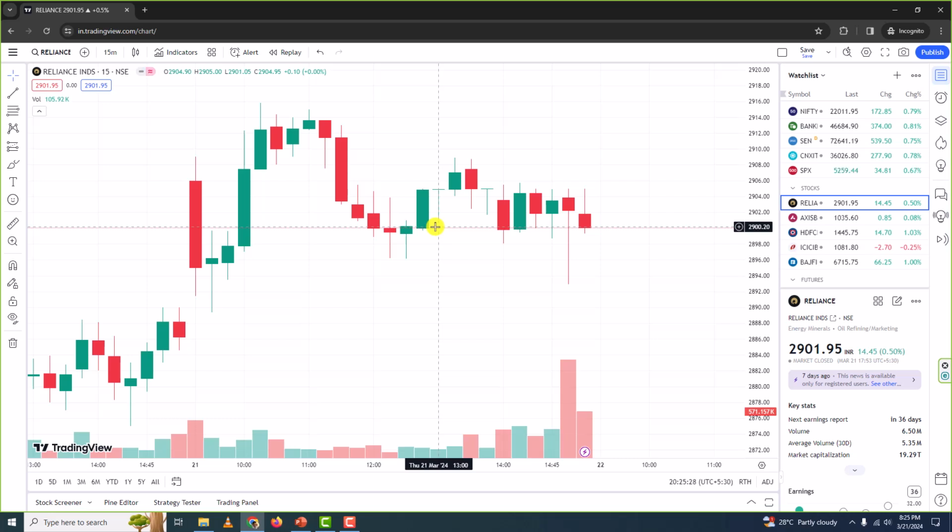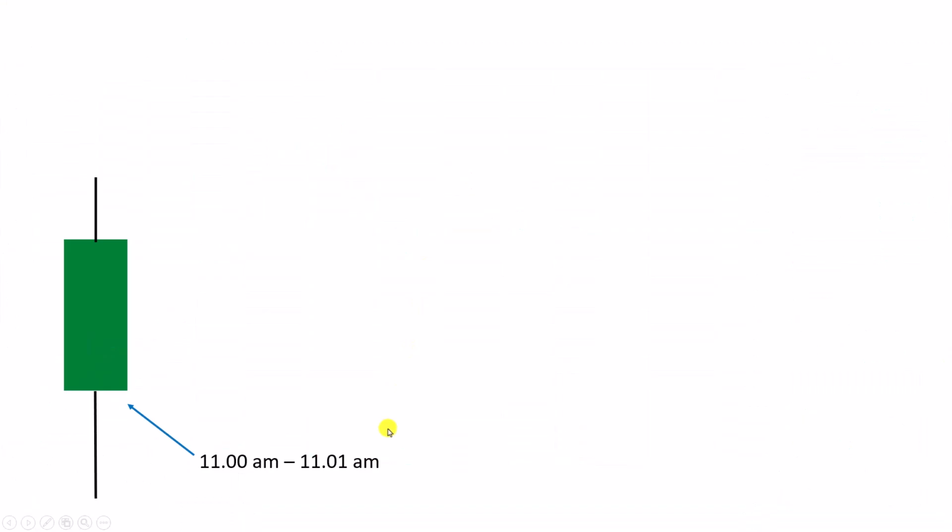Now let me go ahead and explain how we combine the candles. Let us learn how candlesticks of smaller time frames are combined to form candlesticks of higher time frames. For this example, I will consider candles of 1 minute time duration. Let us assume that this is a candlestick of 1 minute time duration.